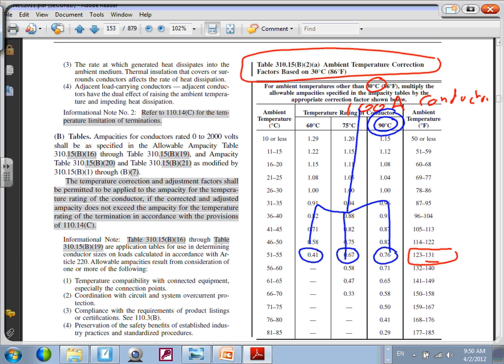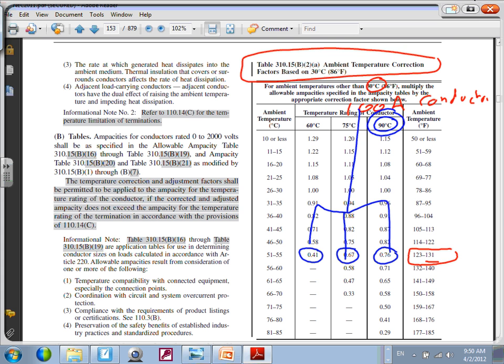76 if it's THHN. If it's THW, you're going to get 67. If it's TW, which is 60, you're going to get 47. My point is, do you see the gravity of dealing with these derating guys? Why we always use THHN or XHHW. Any question about this table?